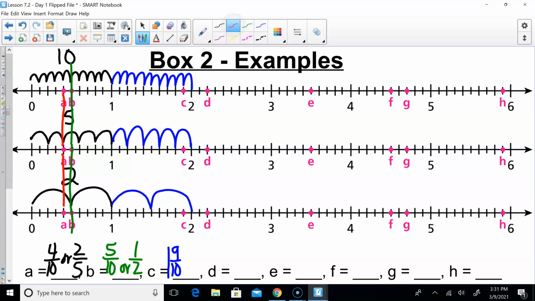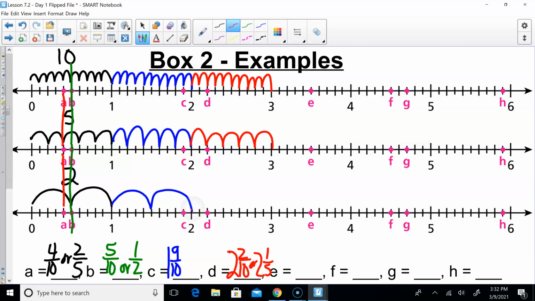What about D? Well, let's go 1, 2, 3, 4, 5, 6, 7, 8, 9, 10. So we know that one's going to be 2 and 2 tenths. This one goes by 2, so 1, 2, 1, 2, 1, 2, 1, 2, 1, 2. So it does land on there, so that would be 2 and 1/5. Put my little or in there.